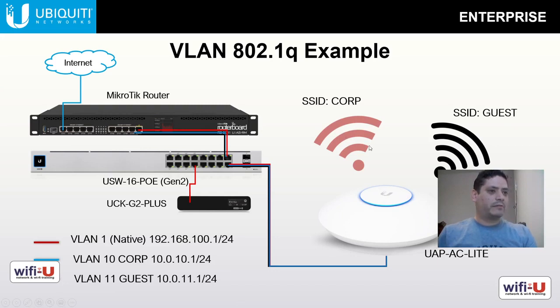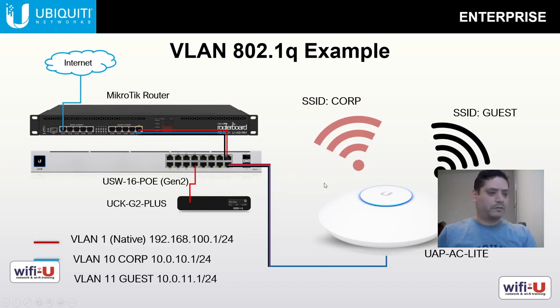I'm going to make a segmentation of the network with different SSIDs, and I'm going to have a different network for the management of the access point and my devices. This from a different router. So let's get to the configuration.